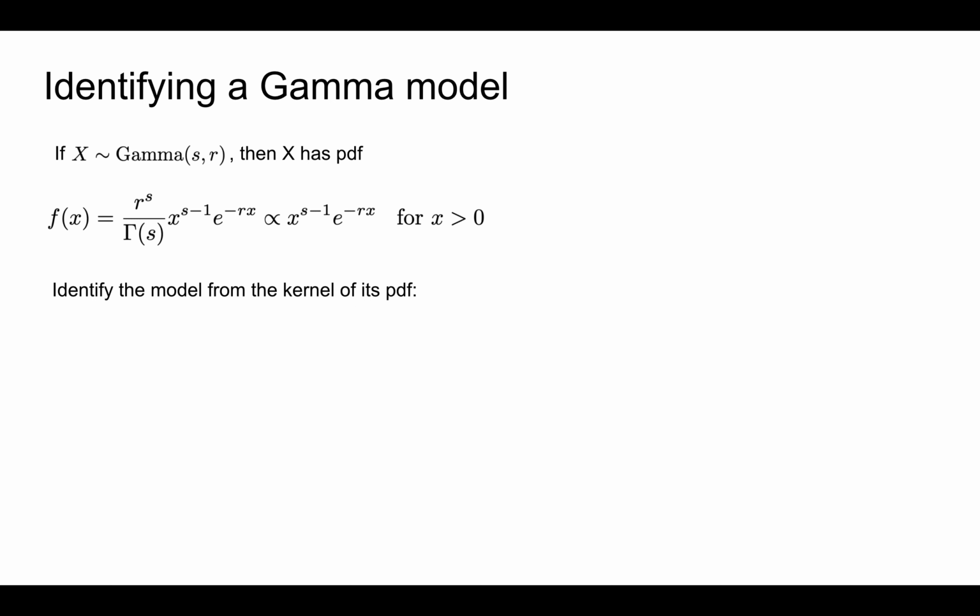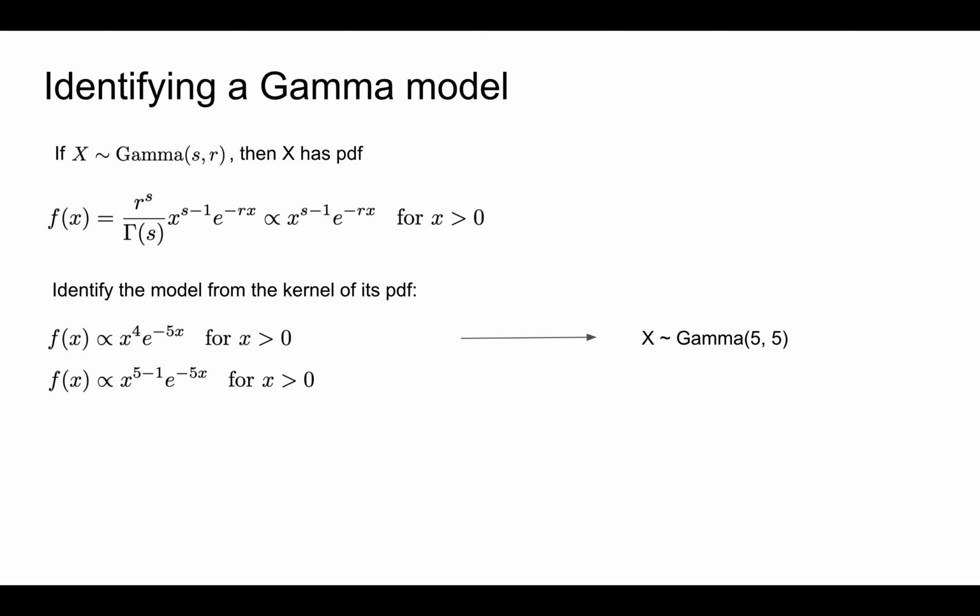First, suppose that a random variable x has PDF f of x, which is proportional to x to the 4th times e to the negative 5x for x greater than 0. This kernel, x to some power times e to the negative x times some constant, has the same form as the gamma kernel here. Thus, this is a gamma PDF. In this case, x is to the power of 4, or 5 minus 1, and x is multiplied by a factor of 5 in the exponent. Thus, x has a gamma model with parameters 5 and 5.